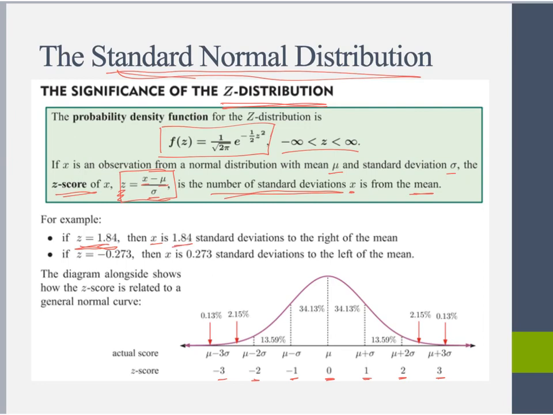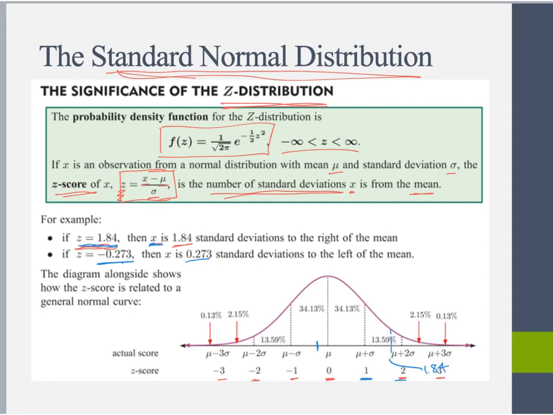So if we have a look at the situation down here, if we've got 1 and 2, what this means is that X, if Z is 1.84, fits somewhere in amongst here. So that's 1.84. If Z is equal to -0.273, then X is 0.273 standard deviations to the left. So that'll be somewhere in here, for example.